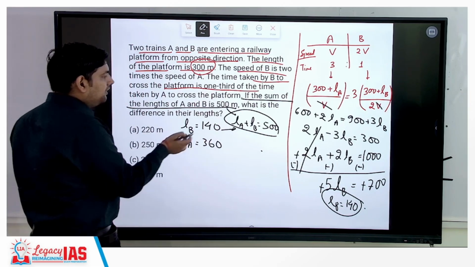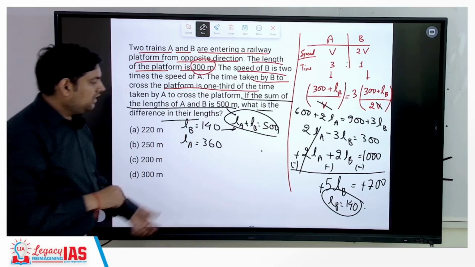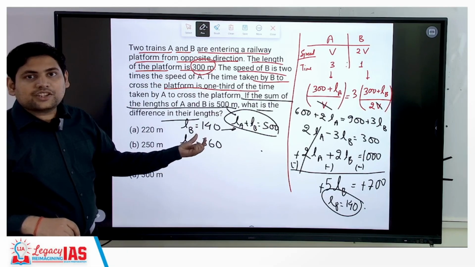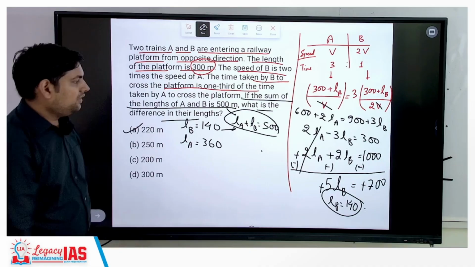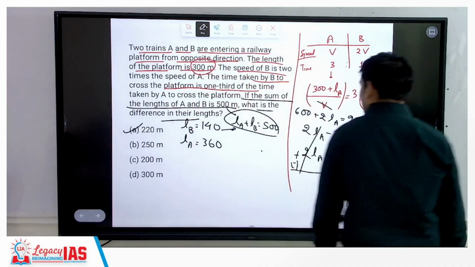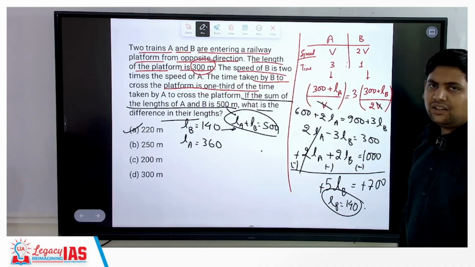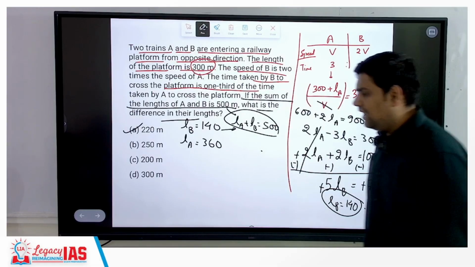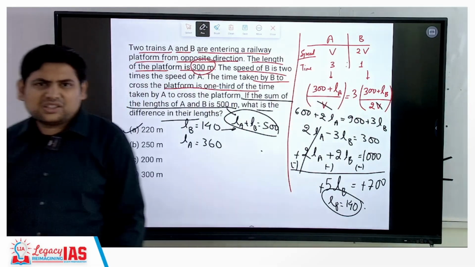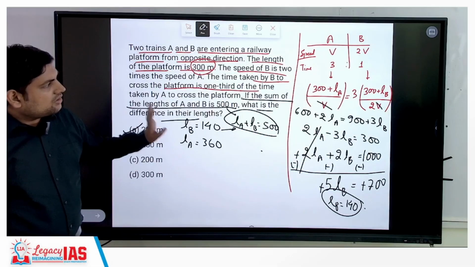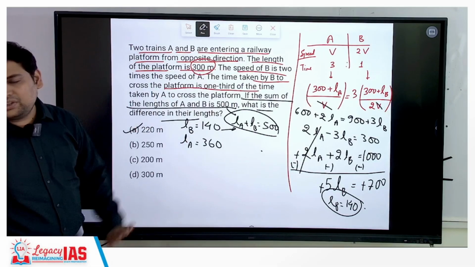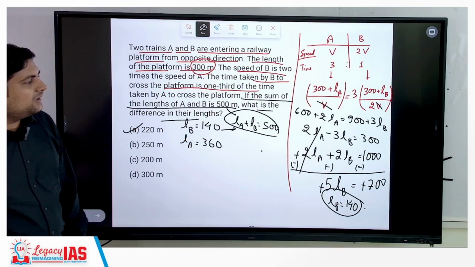What is the difference between their lengths? 360 minus 140 is actually 220. So that becomes your answer. That's it. Okay. It will take some time. This is a still lengthier problem, but of course, if you have time or you are confident that you can do this, then you would have attempted it. Understood? Then next.